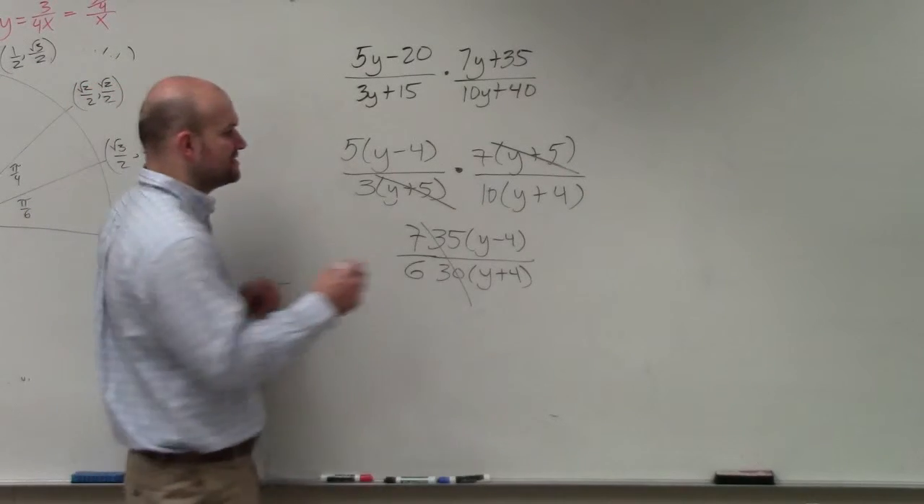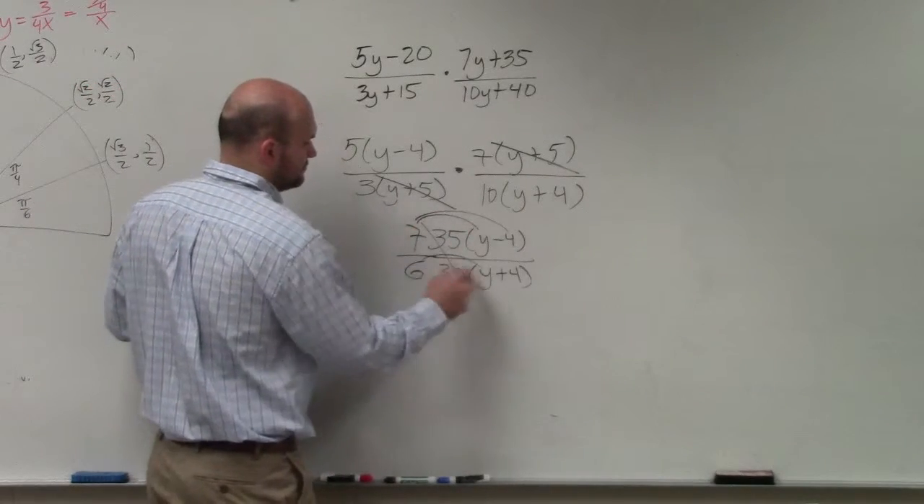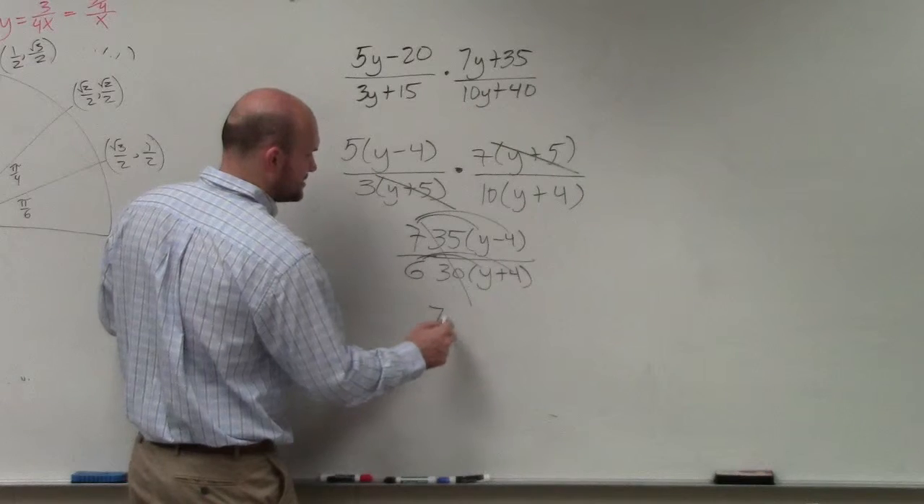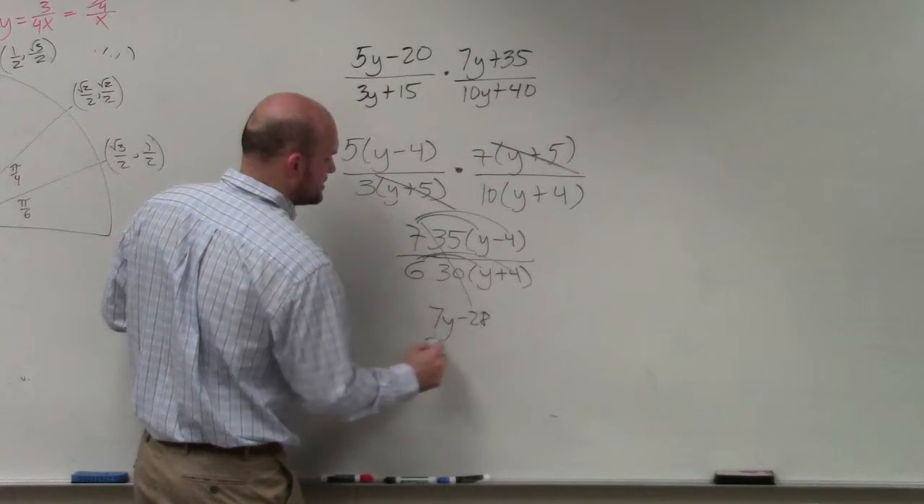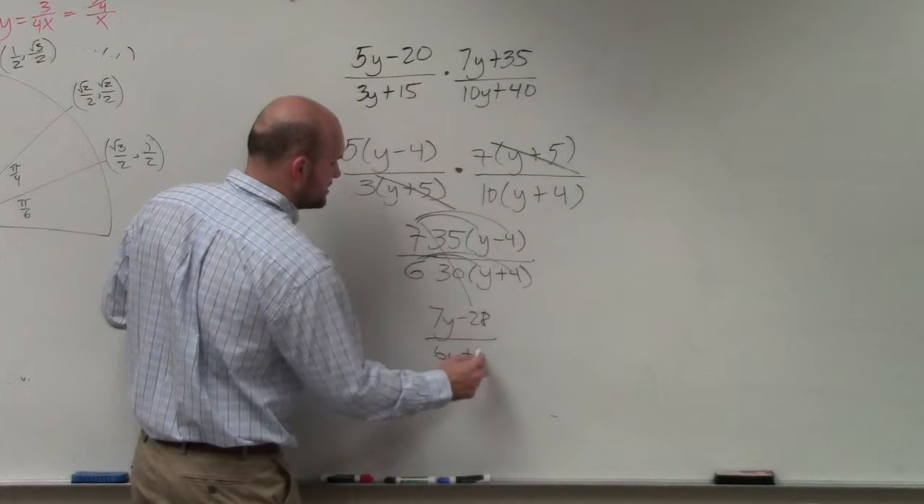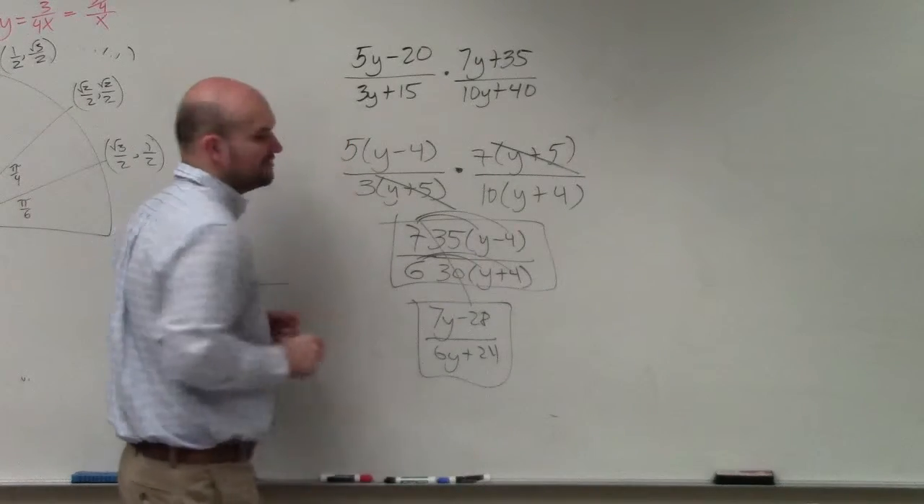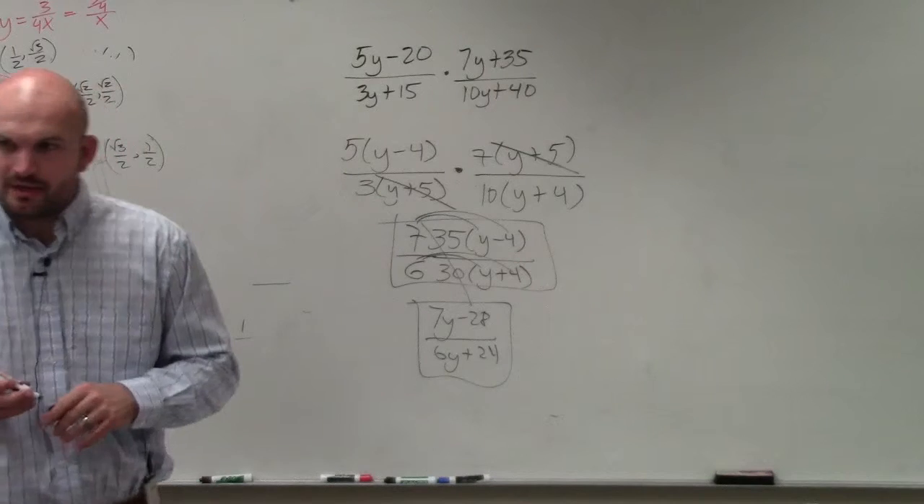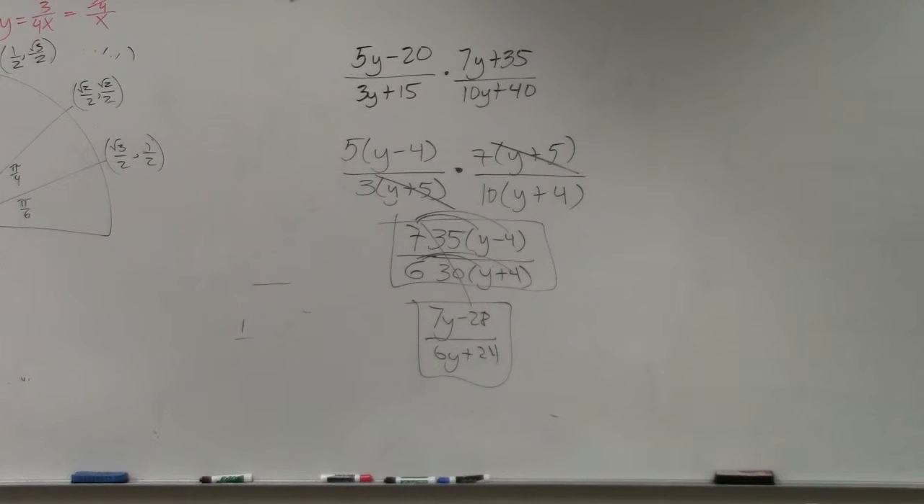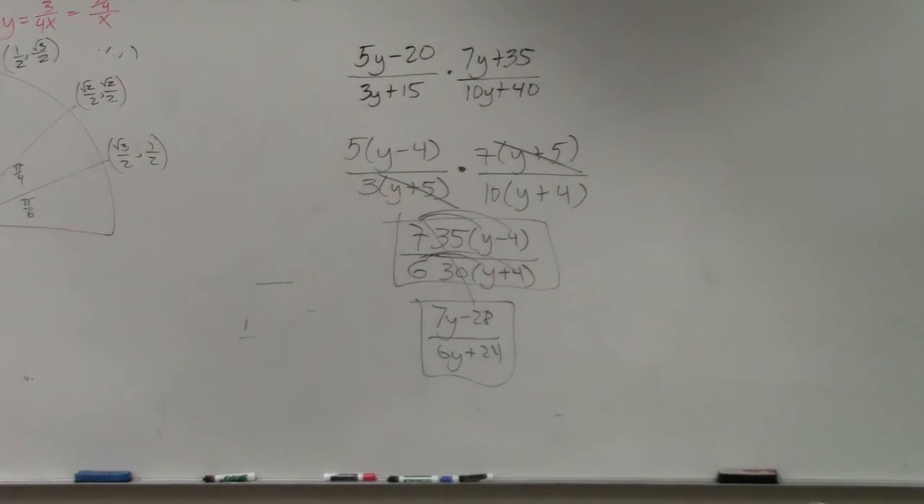And then you guys could obviously distribute. Just depends on how the problem looks. So you could have 7y minus 28 over 6y plus 24. You could either leave the answer in a factored form or a distributed form. Either way will be OK. Just note that on your test, it could show up either way.